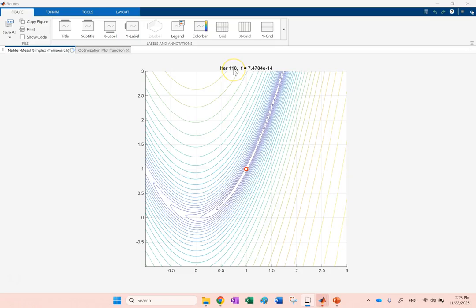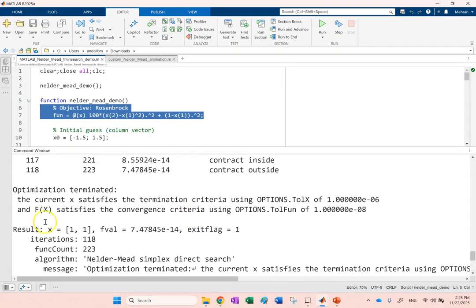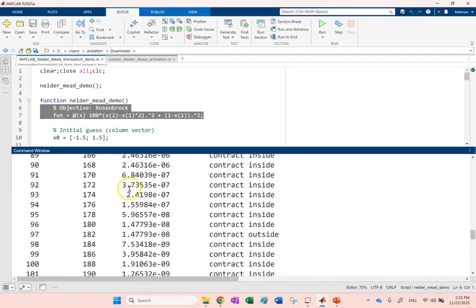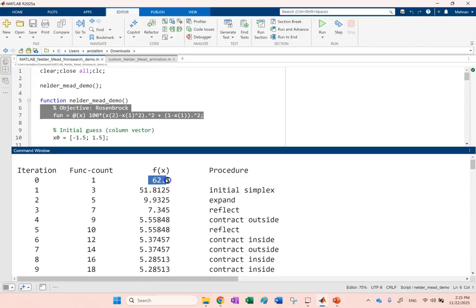And probably after 120 something iterations, guess what? It stopped. And now it says that, hey, the value of the function is at 1 and 1. The minimum value is almost 0. The exit flag is 1, which means it was successful. It took 118 iterations, and these are the values of the function at these 118 iterations. So we started at 62.5, and we went down to almost 0. Okay, so this is that show iter. This is that option here.